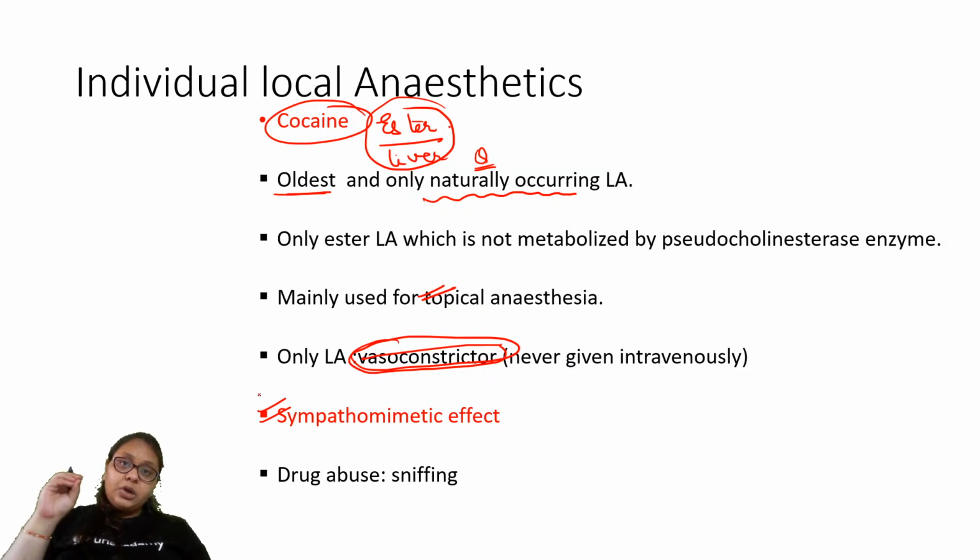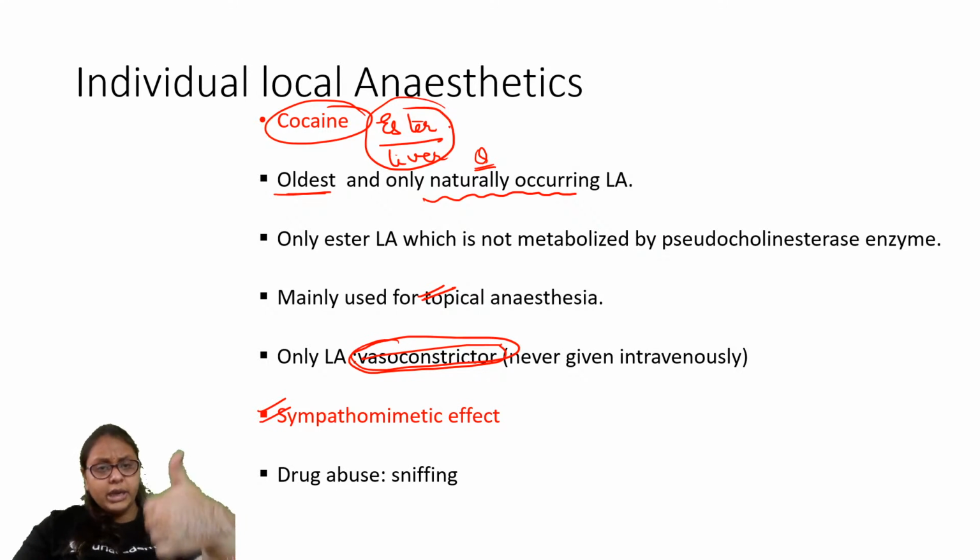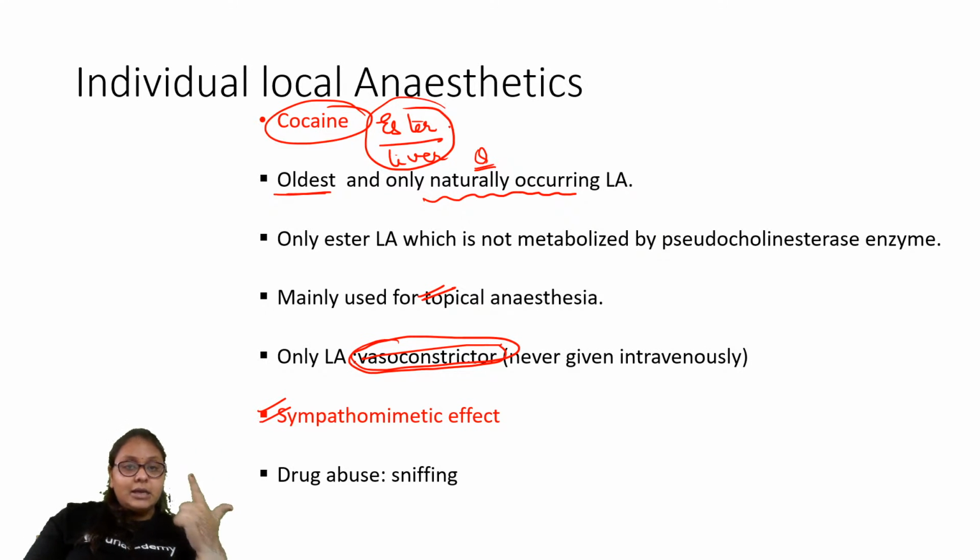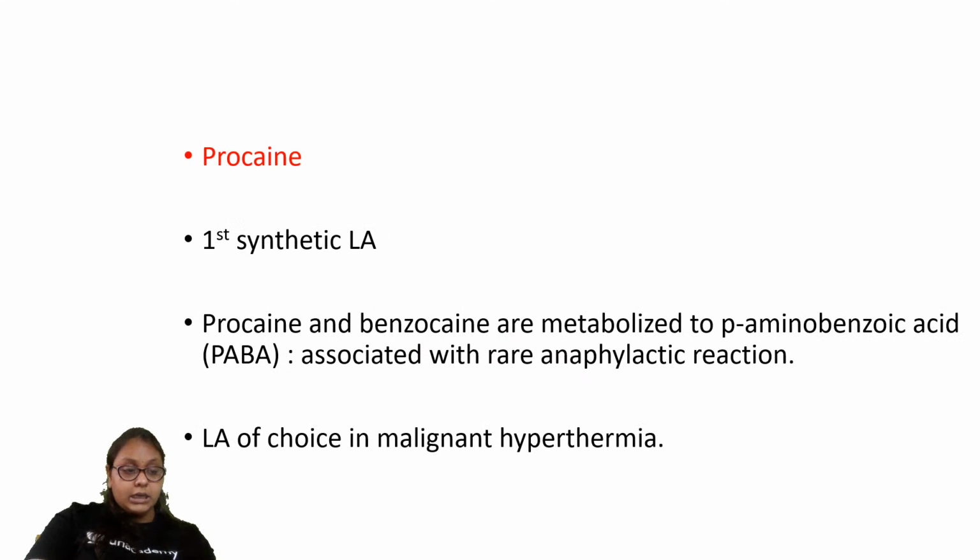Why? What have you read in pharma? Because it inhibits the reuptake of adrenaline and noradrenaline, and therefore it has a sympathomimetic effect. So what do we remember about cocaine? It is an ester, metabolized in the liver, the oldest naturally occurring local anesthetic, the only local anesthetic with vasoconstrictor property and sympathomimetic effect. Is it clear? Any doubts? All these points about cocaine must be remembered.